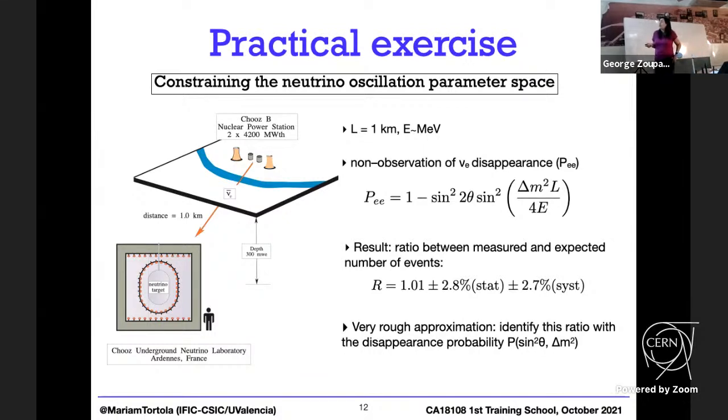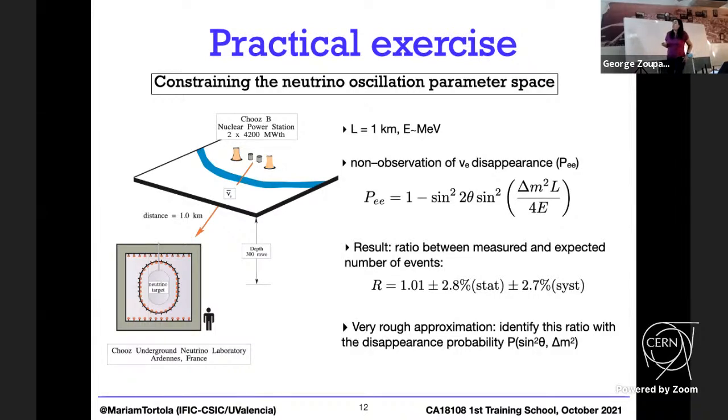It was a reactor experiment in France that was trying to measure the antineutrino electron disappearance for distances of 1 kilometer. Okay, and it didn't find any signal. So with this experiment, one just got an upper bound on the θ13 mixing angle.